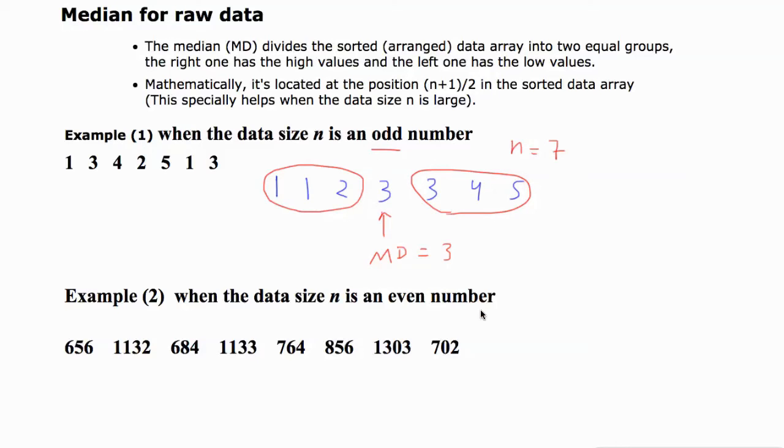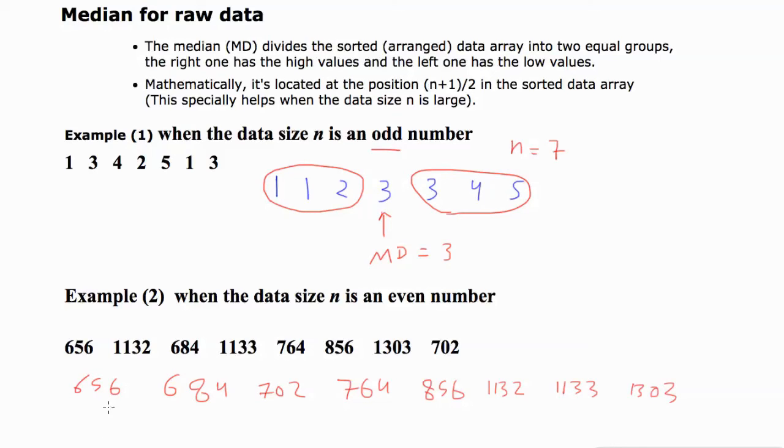What about if the data is an even number of values? Like in this example, how many values do we have? 1, 2, 3, 4, 5, 6, 7, 8. That's an even number. Let's arrange the data first. The smallest value here is 656, so just write that. 656, and then 684, and then 702, and then 764, 856, and 1132, 1133, and 1303.